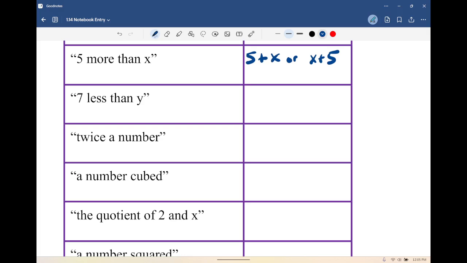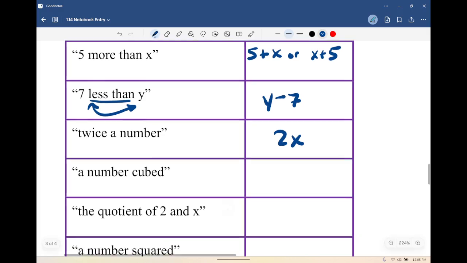All right, so raise your hand. 7 less than y. Raise your hand. Y minus 7. Please make sure less than, we gotta swap them. Twice a number. Raise your hand. Sage. 2x. Now, a lot of questions came up about this one. Twice is a way of saying 2 times. Obviously, because English is such a muddy language, we don't do that with any other number. Like, we don't say thrice, for example. Just a way of saying 2 times.